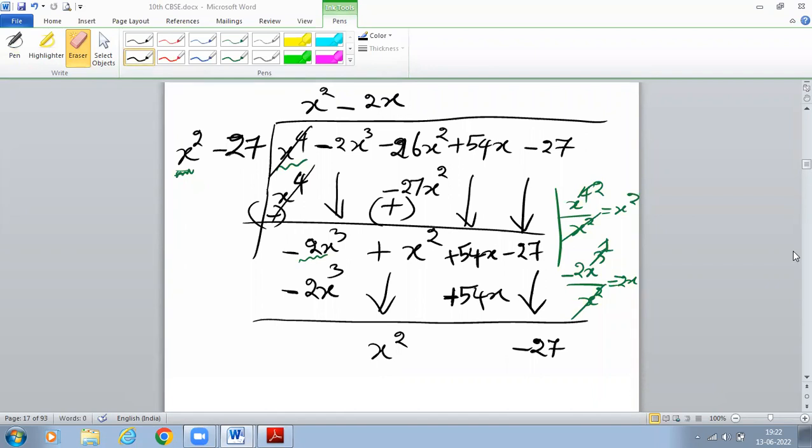Now listen carefully, ma. Now we have to subtract, means this minus becomes plus. Again, this plus becomes minus. Now see here, minus 2x cube plus 2x cube gets cancelled. And plus 54x minus 54x gets cancelled. Now this plus x square comes down and this minus 27 also comes down.